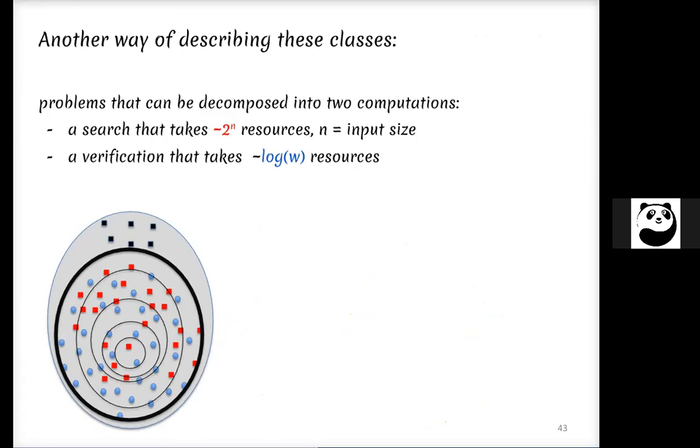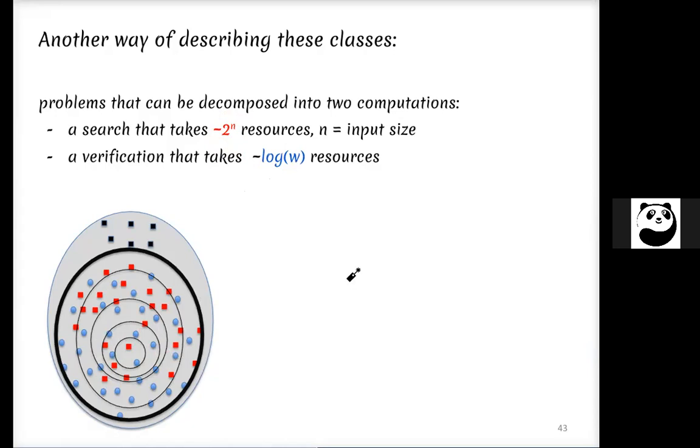There is another way of classifying problems. Instead of saying simply the number of resources that it takes, we can also say that classes are decomposable into two parts, a search part and a verification part, and the search part is exponential, but the verification is very cheap. It's logarithmic in the witness size or logarithmic in the input size, etc. That is another way of classifying. It's another way of drawing these circles.